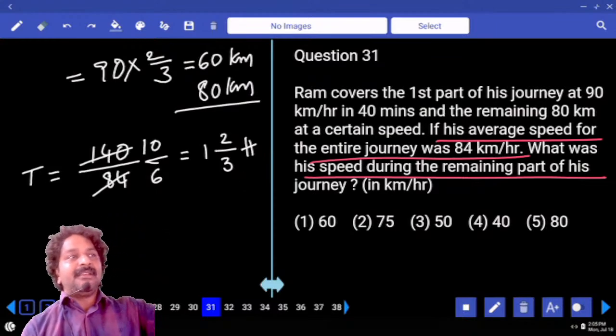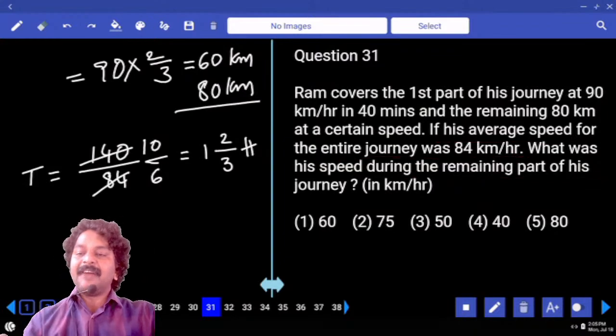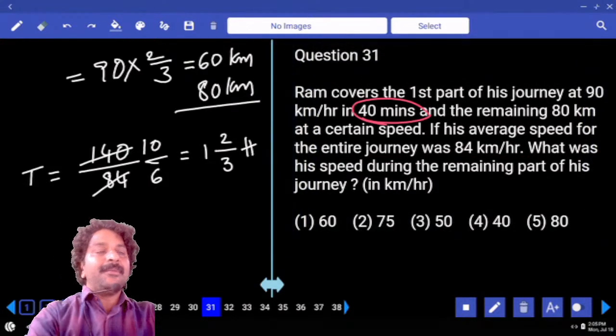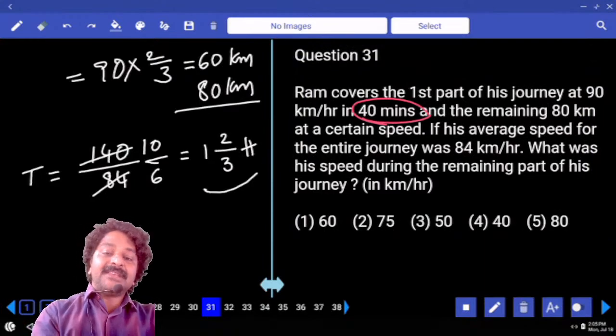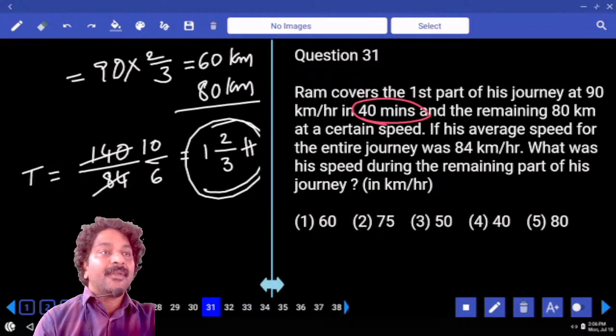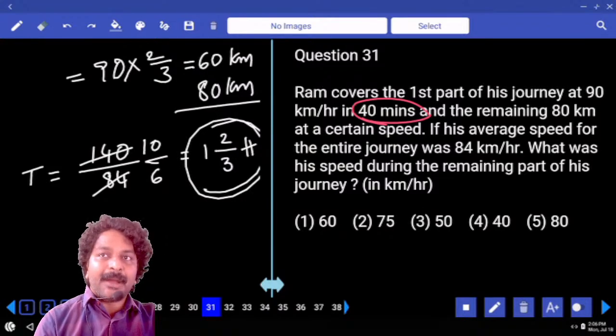Some is spent in the first part, the remaining is spent on the second part. First part time is already mentioned. How many minutes? 40 minutes. That is 2/3 hour only. Then extra, how much more time do we have? 1 hour. Correct. That 1 hour is spent on the second part only.